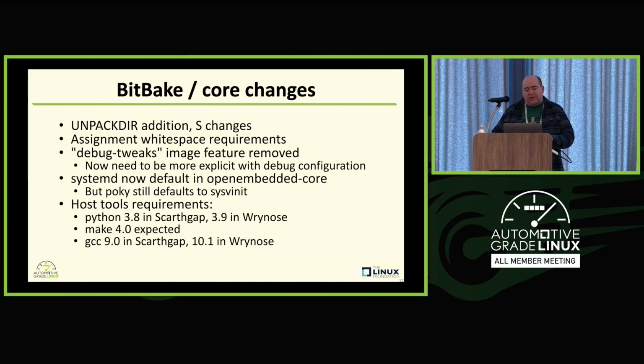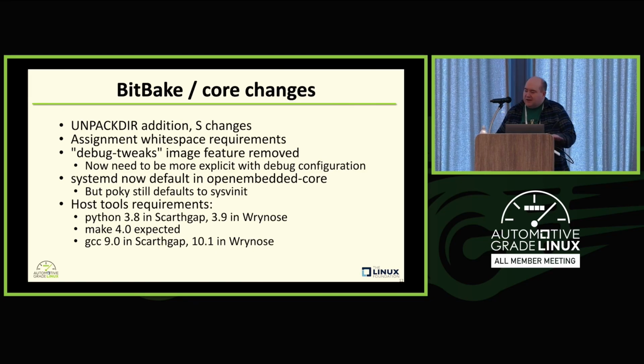There's this new UNPACKDIR variable that affects how your source gets expanded, basically where it goes when you're doing a build. And the S directory, which points at the source tree of a thing that's being built, also has some changes around that. It's gotten a little stricter about white space around variable assignments in recipes.